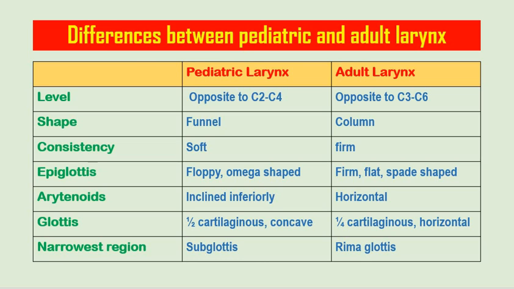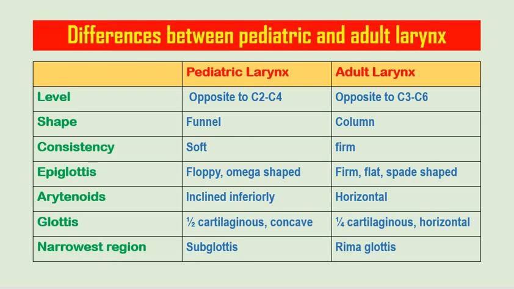The epiglottis in children is floppy and omega shaped, whereas in adults it is firm, flat and spade shaped. The problem in children may be laryngomalacia due to the floppy and omega shaped epiglottis. The laryngeal structures, especially the supraglottic structures, are sucked down when the child breathes in, so that leads to inspiratory stridor in laryngomalacia.